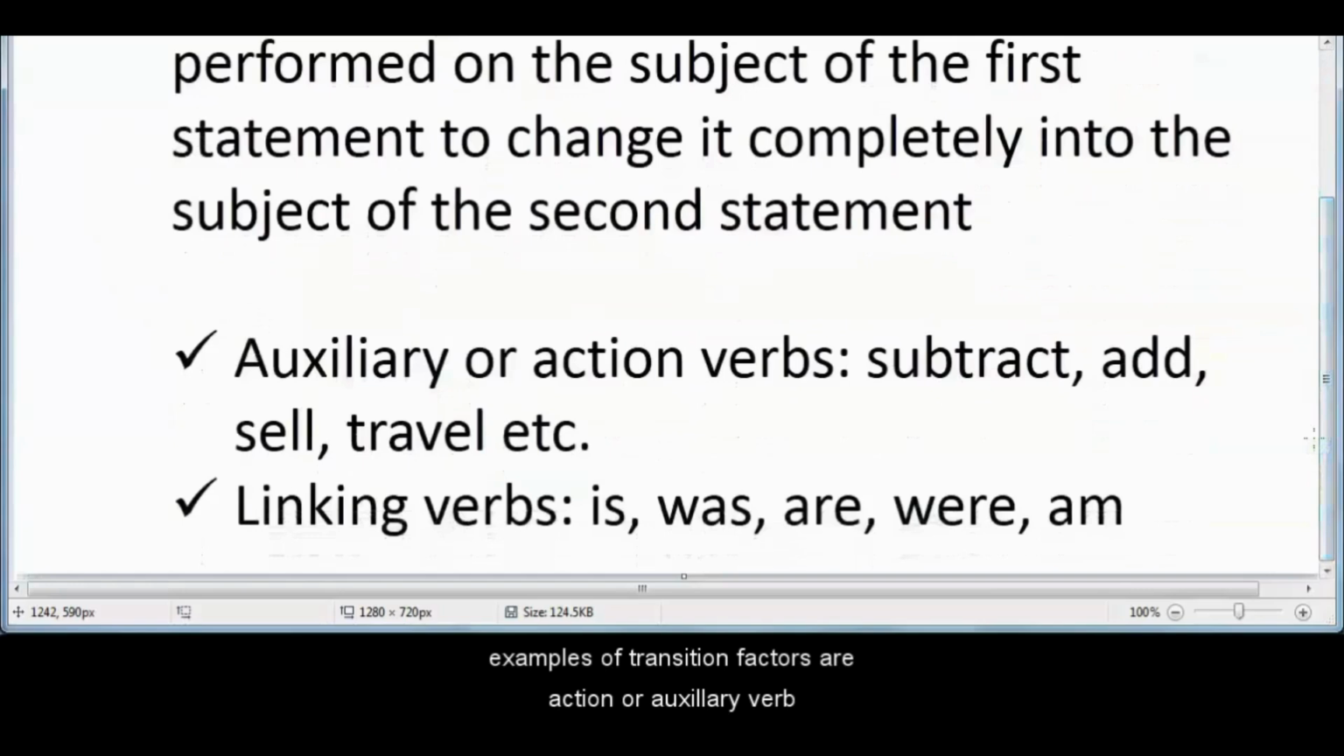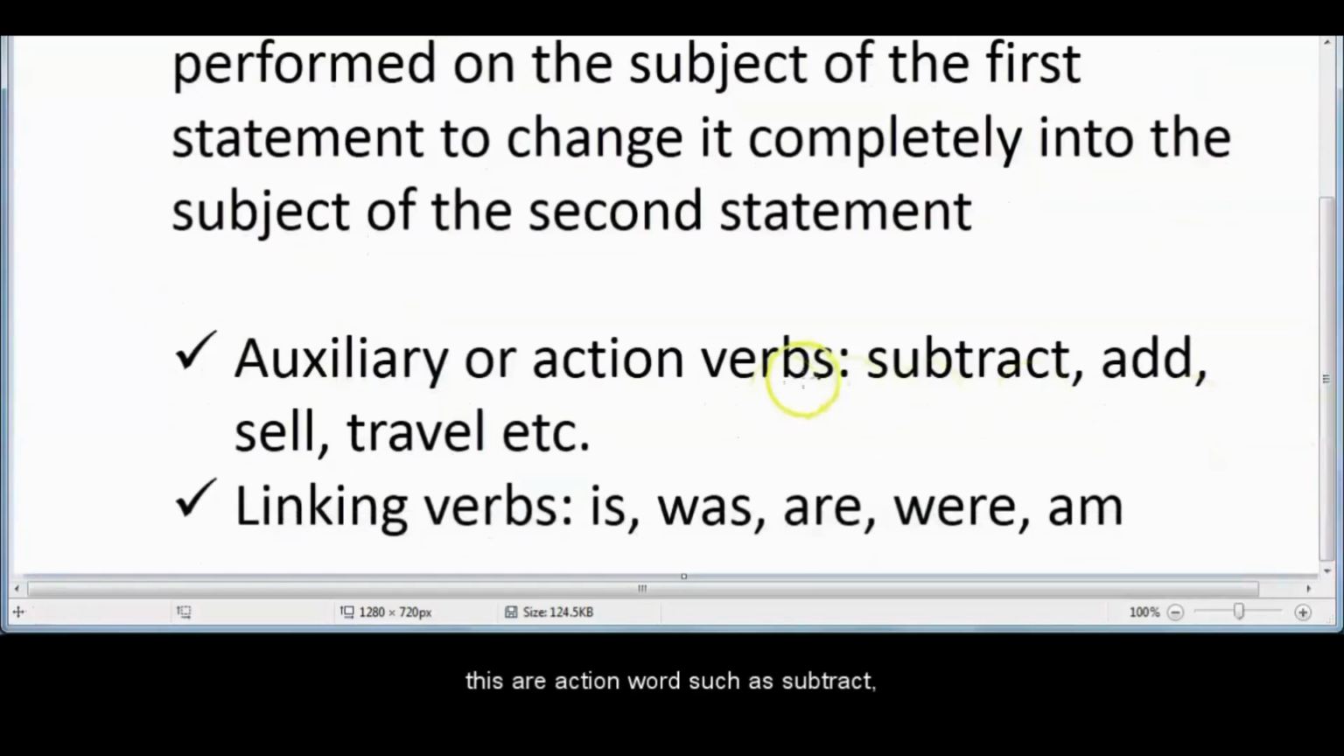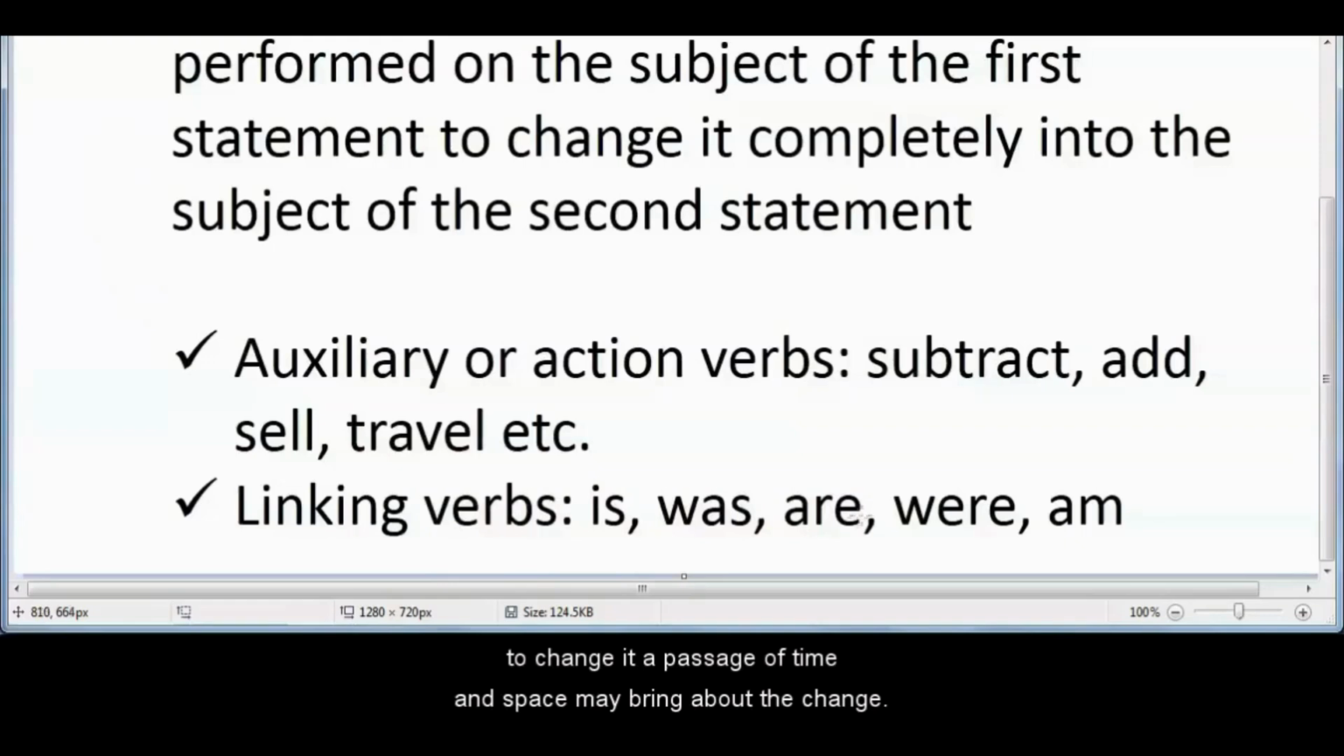So, examples of transition factors are action or auxiliary verbs. These are action words such as subtract, add, sell, travel, etc. They can also be linking verbs: is, was, are, were, am. If an action is not performed on the subject to change it, a passage of time or space may bring about the change. Let's look at another example.